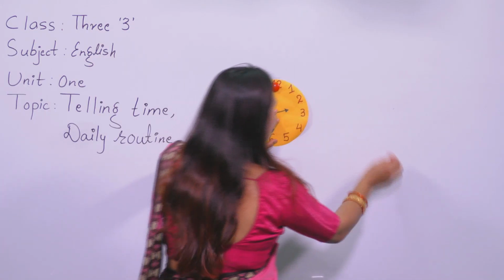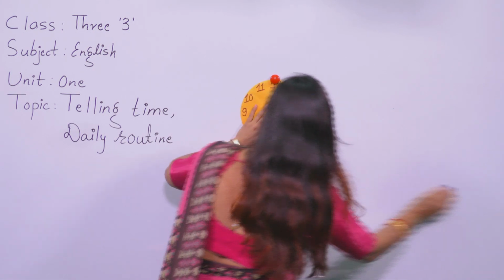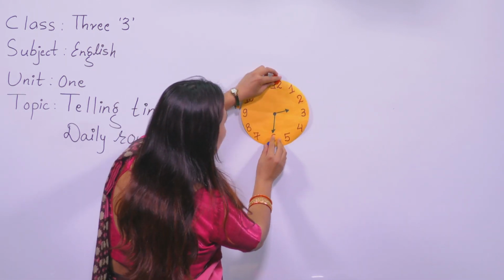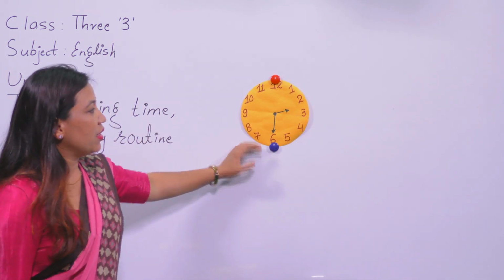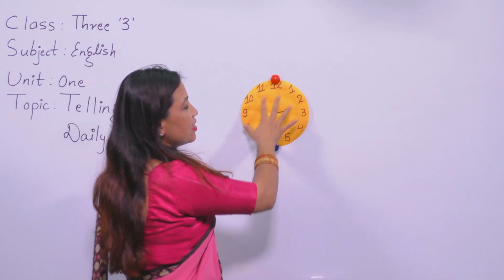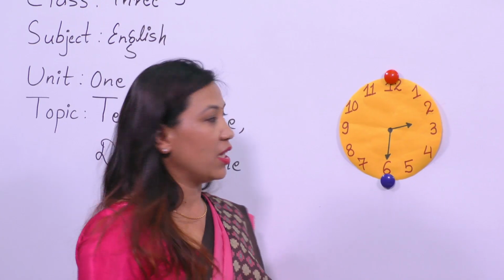Okay, our daily activities, what we used to do. What we used to do at what time? Now I have just told you about the clock, the different hands, and the different numbers and minutes on the clock.